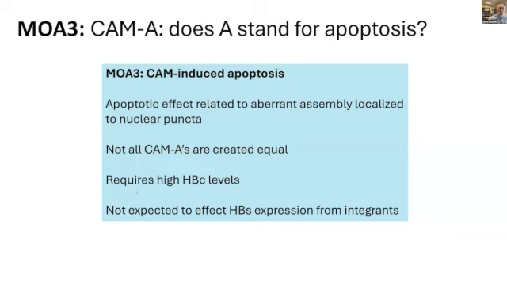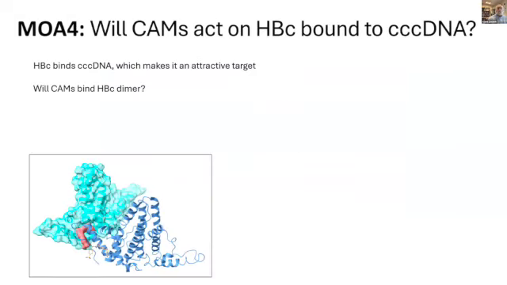The antiviral effect, or the apoptotic effect, requires relatively high levels of HBC, and one can see that without that, one won't have much of an aggregate. And I would anticipate that in integrated genomes, where there is no HBC formed, this effect is not going to be very obvious, if at all. The fourth mechanism of activity is the effect of CAMs on cccDNA expression.